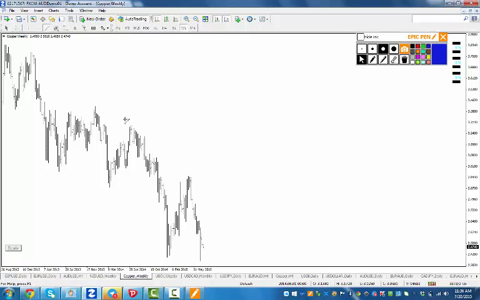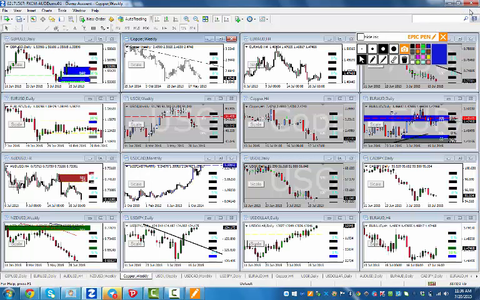See the copper, right? We take a look at copper. Copper, Australia tends to follow copper, right? The price of copper is down. Commodity currency down, down, down, down.